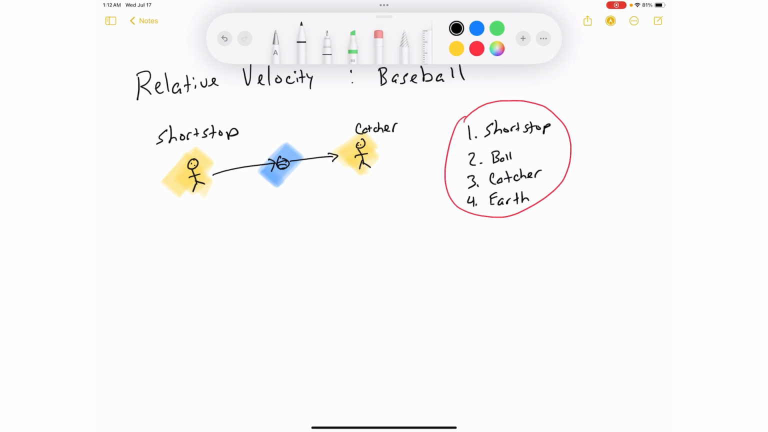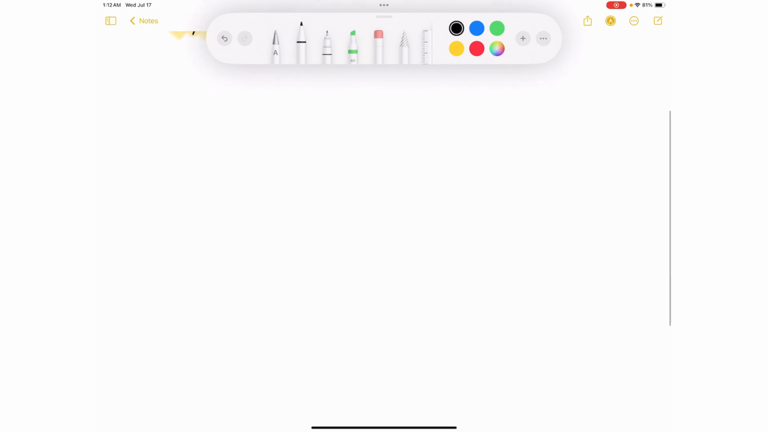Okay, so we have these four objects, and I want to build a graph, and then associate each object with another object in the graph using some arrows. So I'm going to go ahead and draw this out. We have the ball, which I'm going to put in a square. B is the ball, S is the shortstop, over here we have the catcher, C, and down here at the bottom we have the earth, or E.